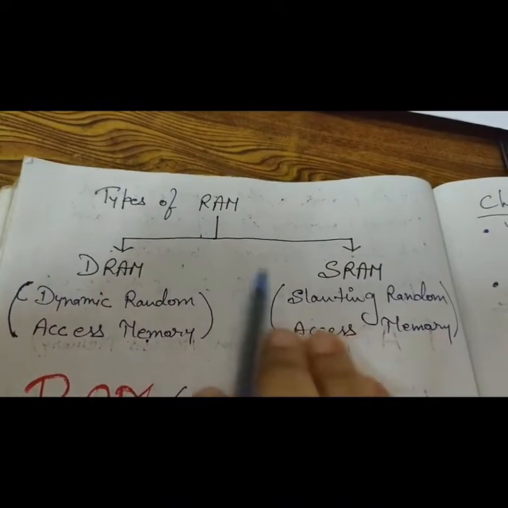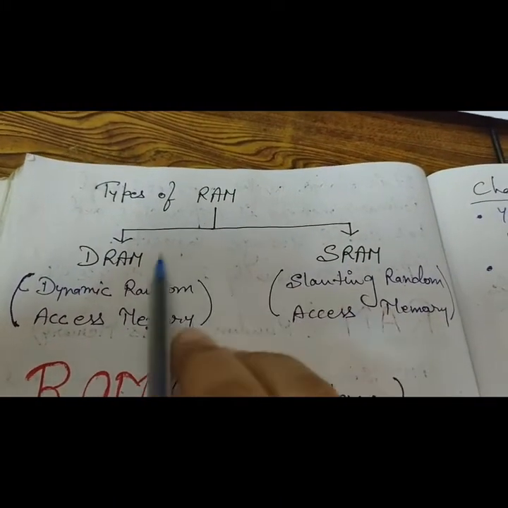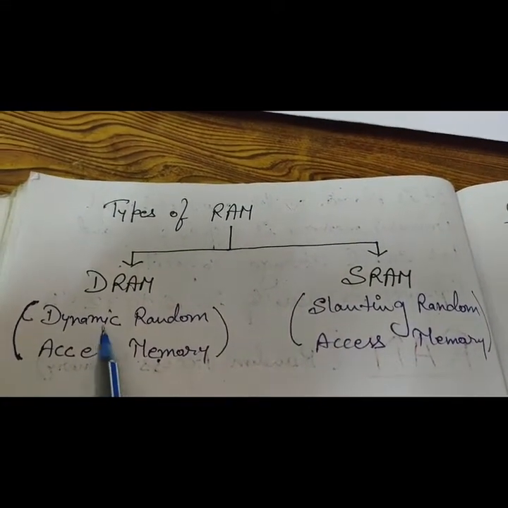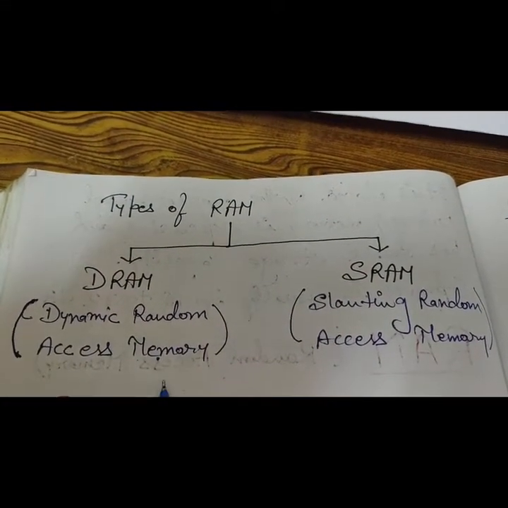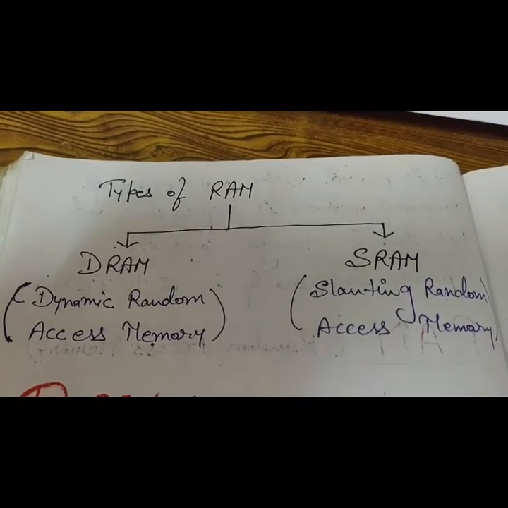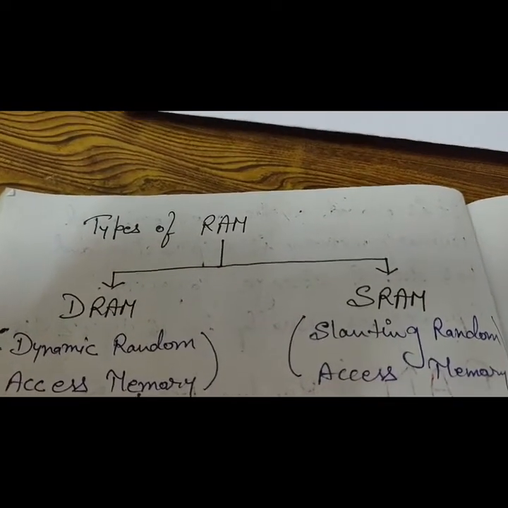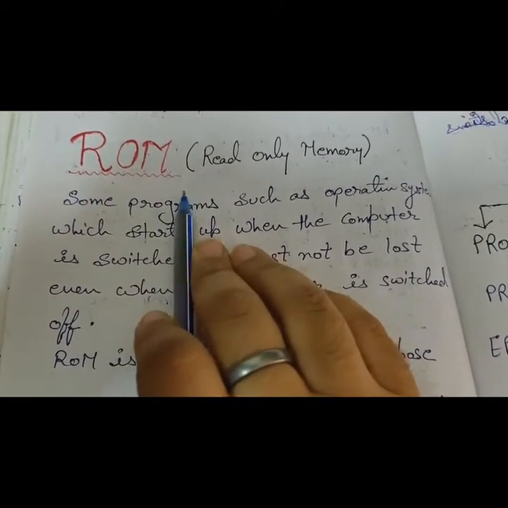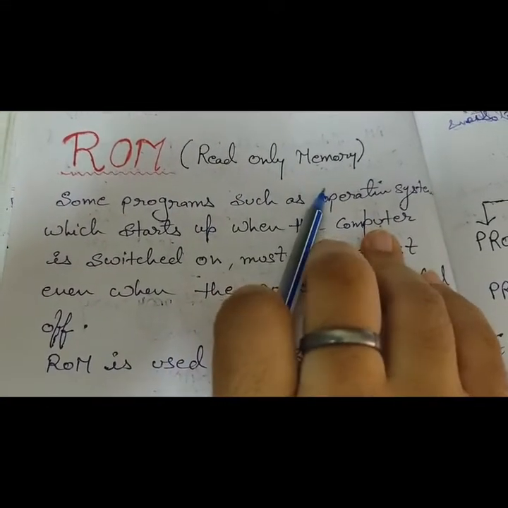So let's come to the types of RAM. We have two types of RAM. DRAM, the full form of DRAM is dynamic random access memory, and SRAM is static random access memory. Now come to the next topic, ROM. This is the second type of primary memory.